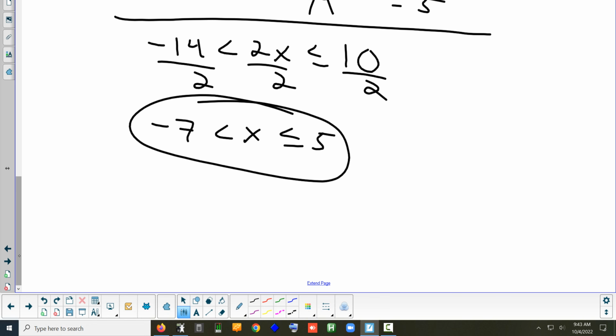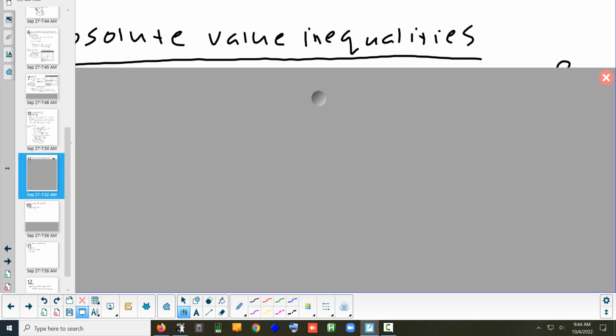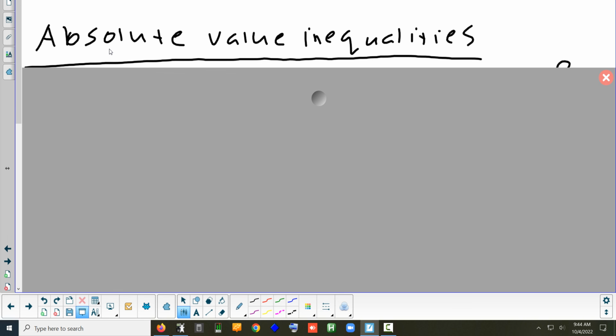So yesterday we finished up with solving absolute values that were equations. And today we're going to finish up with the same kind of thing, except we're going to solve an absolute value inequality. It's almost the exact same steps.